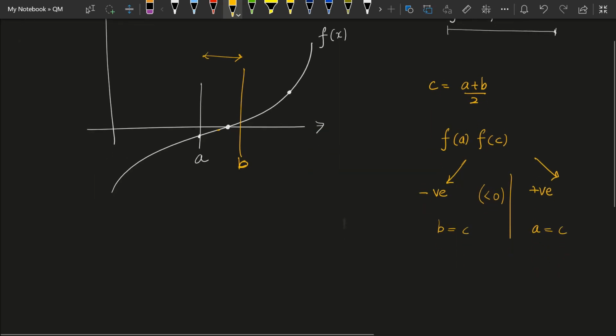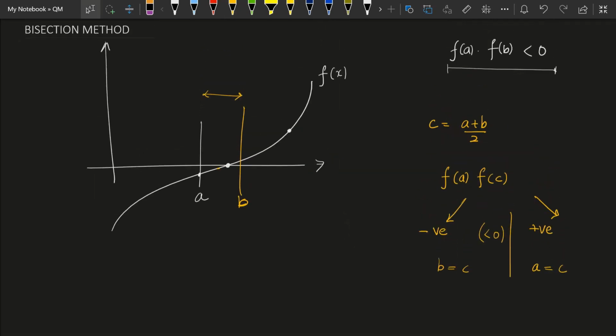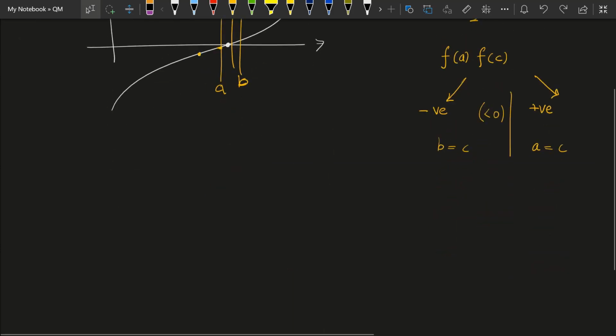And now what we have to do? We have to continuously do this, right? Now we will again bisect this range a to b, and we again calculate the value of f of a into f of c, and as you can see here, f of a into f of c is going to be positive. That means the solution is not in this range, so we will shift our a to this point, and then we keep on doing this.